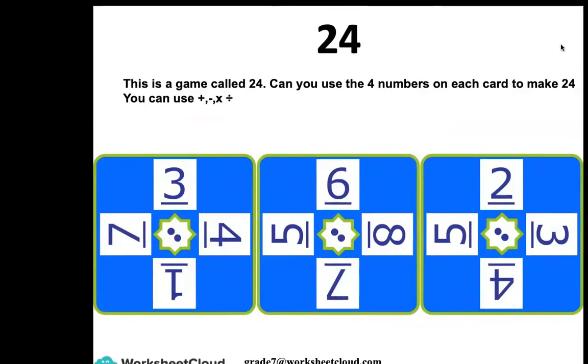Guys, here's your finisher for the week, 24. I'm pretty sure you guys understand how it works, but for those of you who don't, use each of the numbers on each card. So on the first card, you've got to use 7, 3, 4, and 1. And you can use plus, minus, multiply, divide. You don't have to use all the operations, but you need to get an answer of 24. The second part of the challenge is to see how many different ways you can come up with the answer of 24.